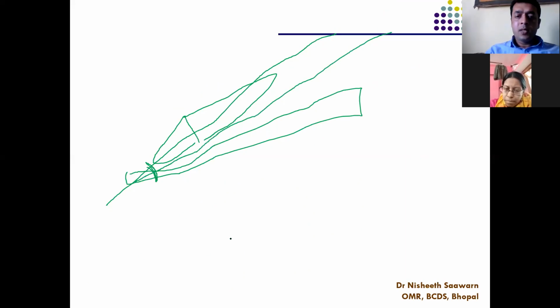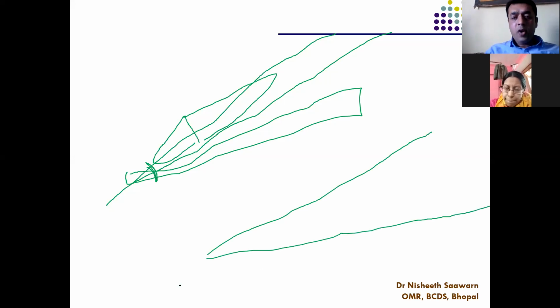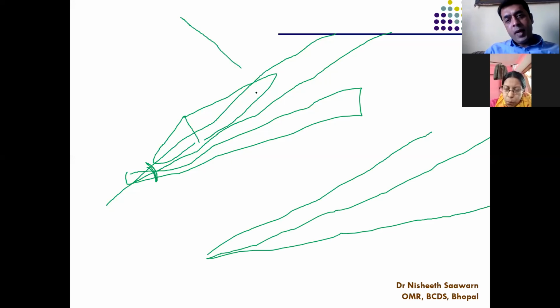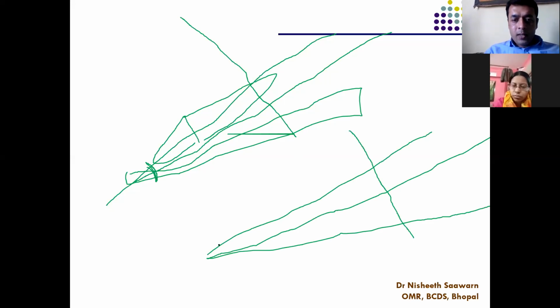So this is the long axis of the tooth, this is the long axis of the film, and you have to imagine this bisector. We have to drop the X-ray in such a way that the X-rays fall at 90 degrees to this bisector. So we are ending up with two triangles. One triangle here: this is the tooth, this is the imaginary bisector, and this is the angle between the tooth and the film which was bisected.